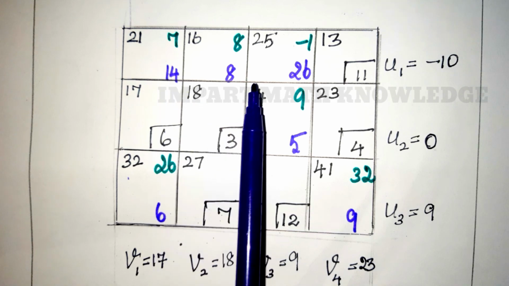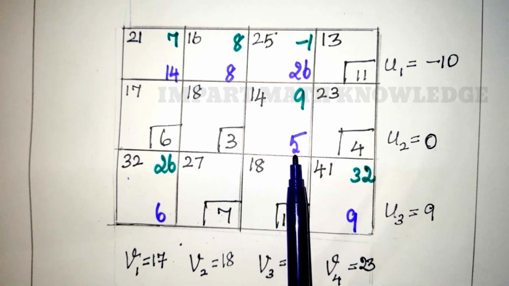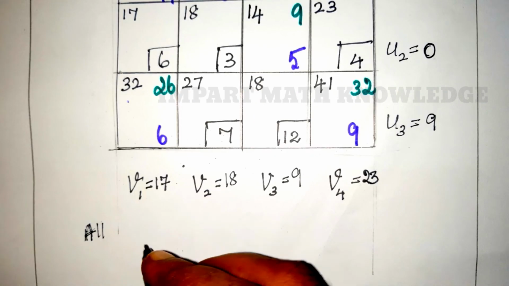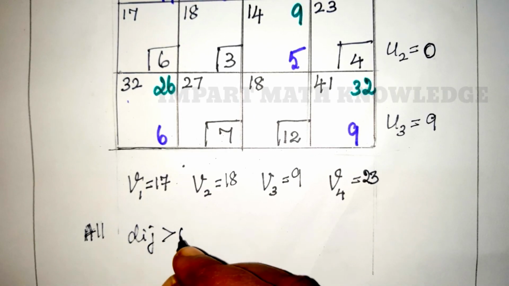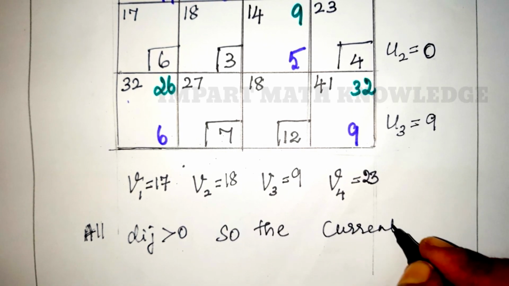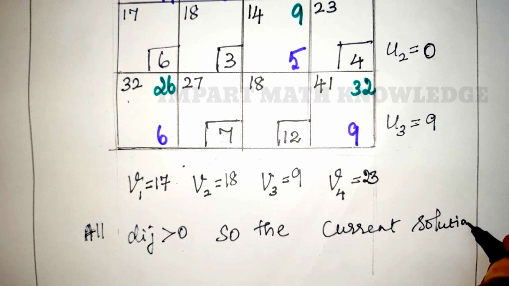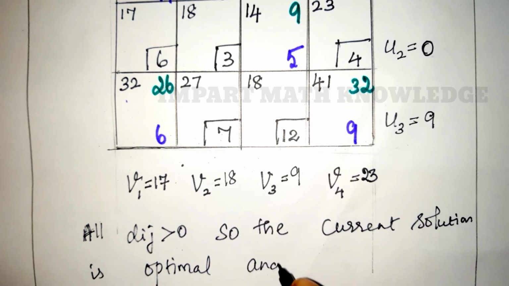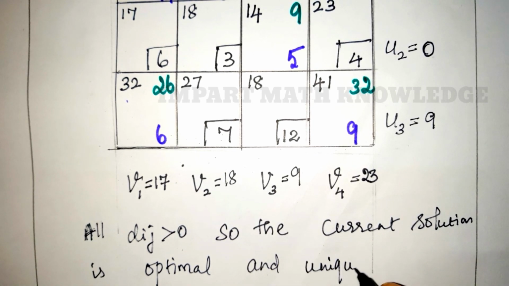Here 14 is a positive value. This is positive and this is positive and this is positive. All the values are positive. So we can conclude that all Dij greater than 0. So the current solution is optimal and unique. If your value is positive, it means your solution is a unique solution.